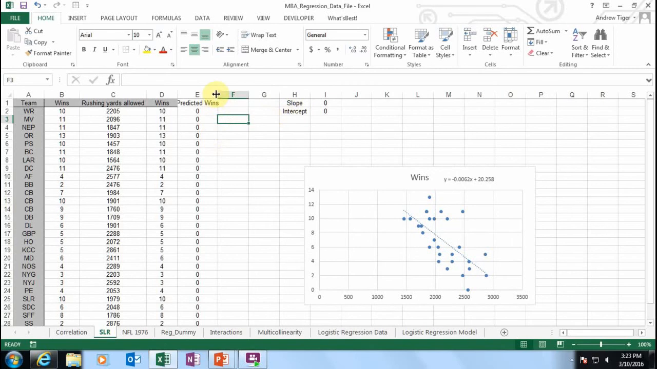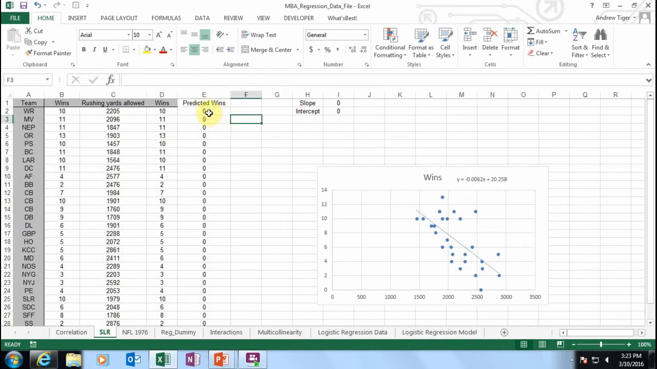So if the slope and the intercept are 0, and again I just guessed on those, then my predicted wins is 0. Well, what really happened was 10. Well, obviously there's an error. So let's calculate the error.